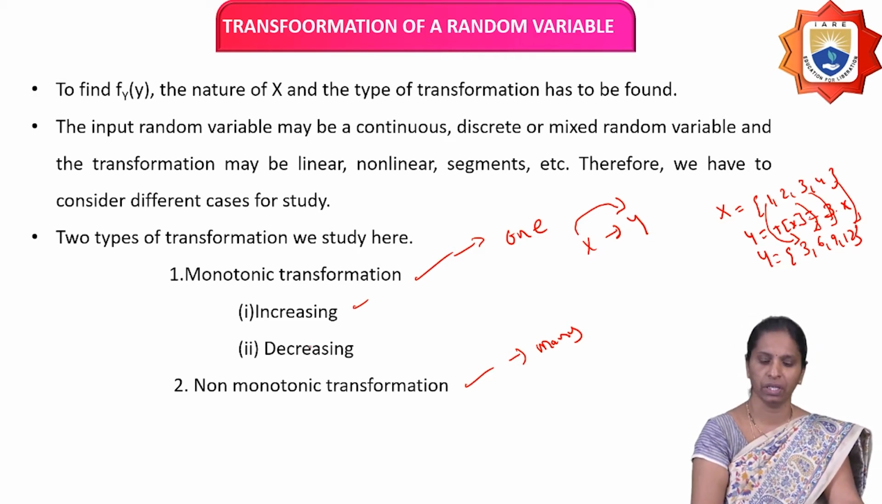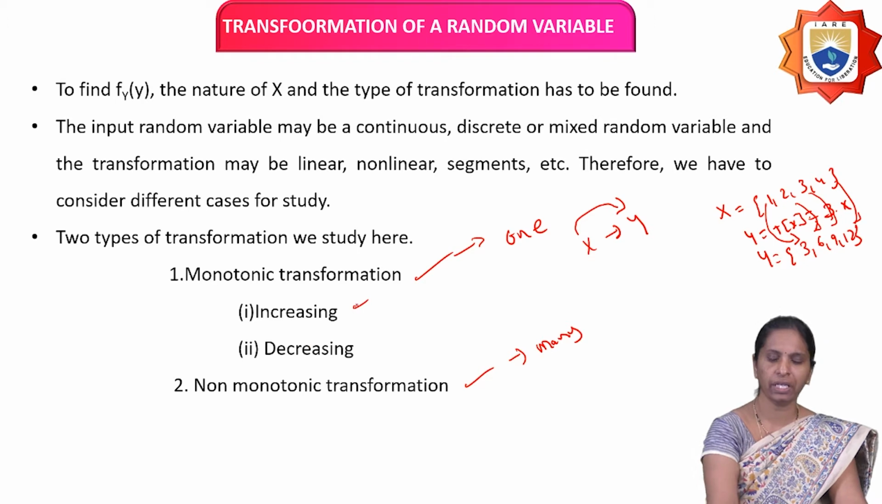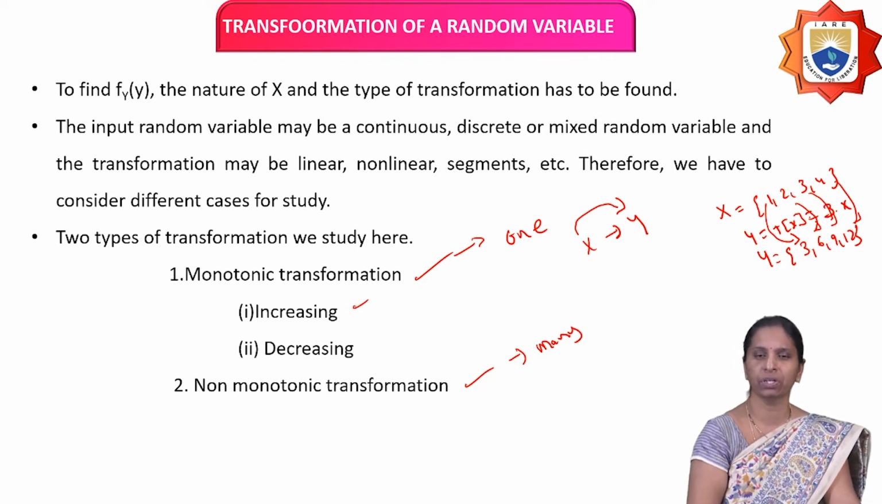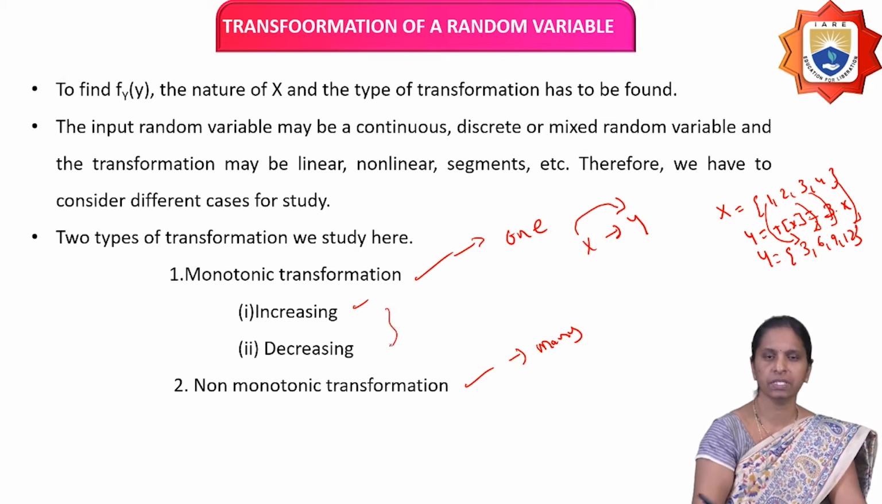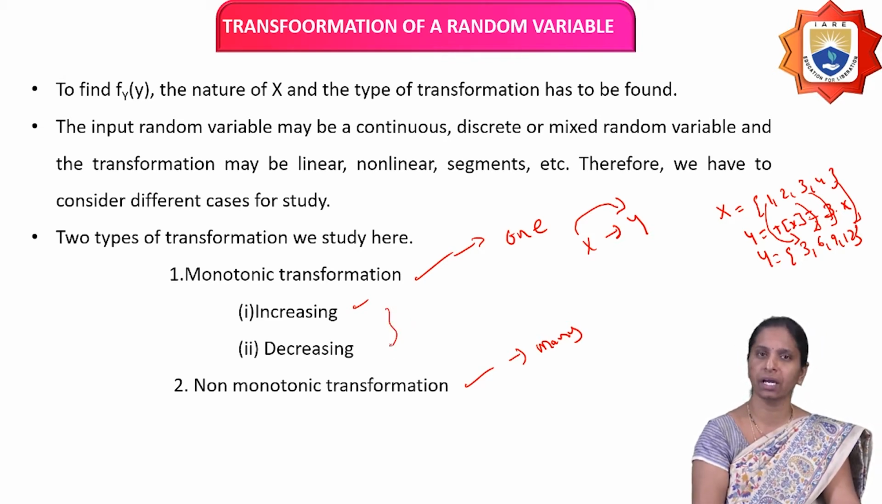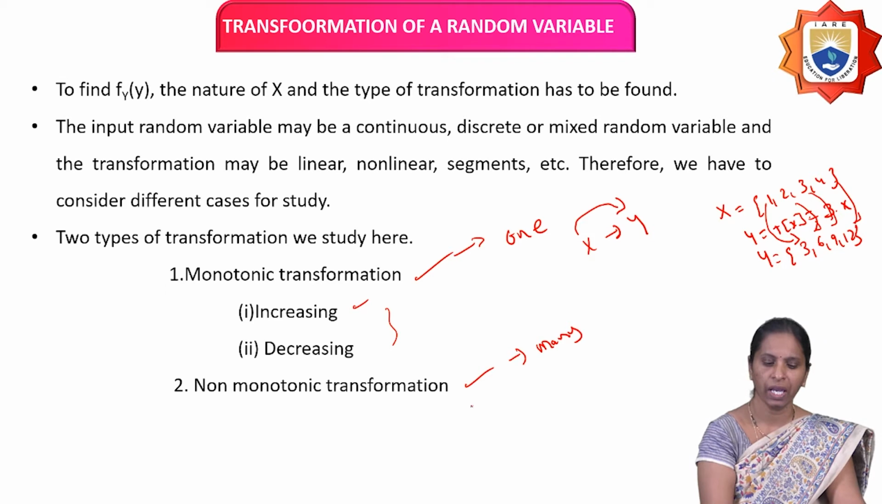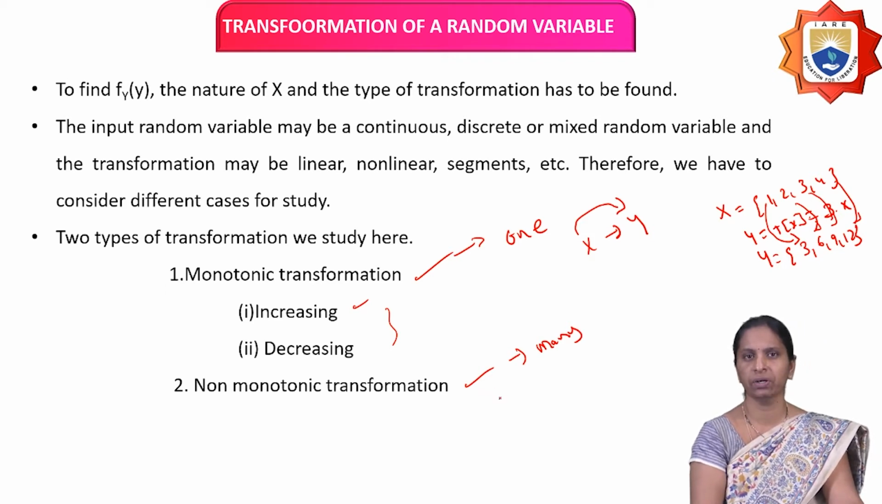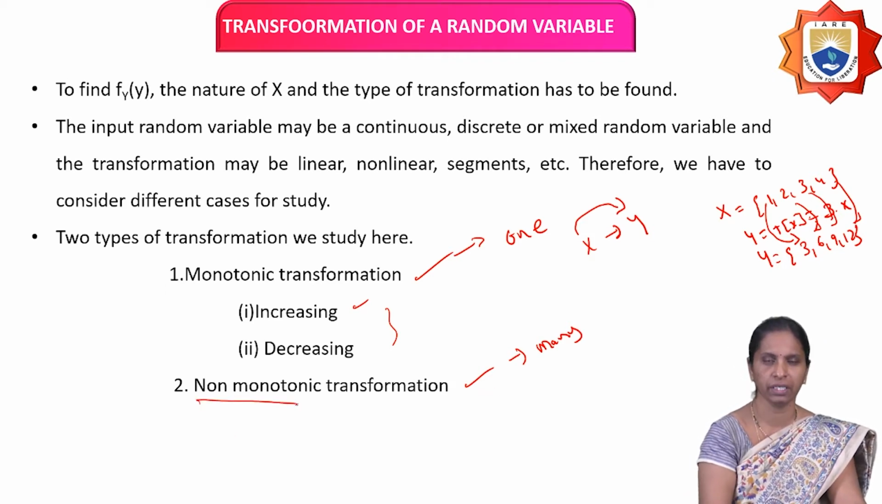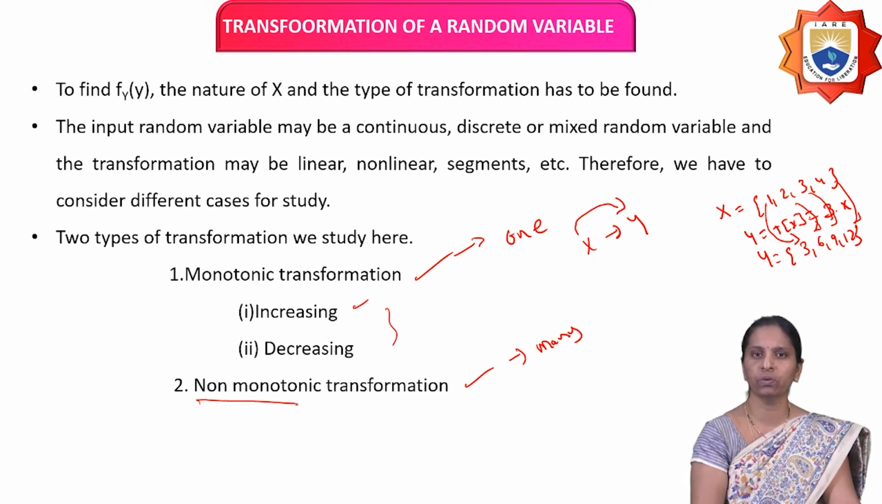In monotonic transformation, again you have monotonically increasing and monotonically decreasing. In later concepts, you will see what monotonically increasing and decreasing transformations are. The second type of transformation we are going to study is non-monotonic, where there is no one-to-one correspondence.